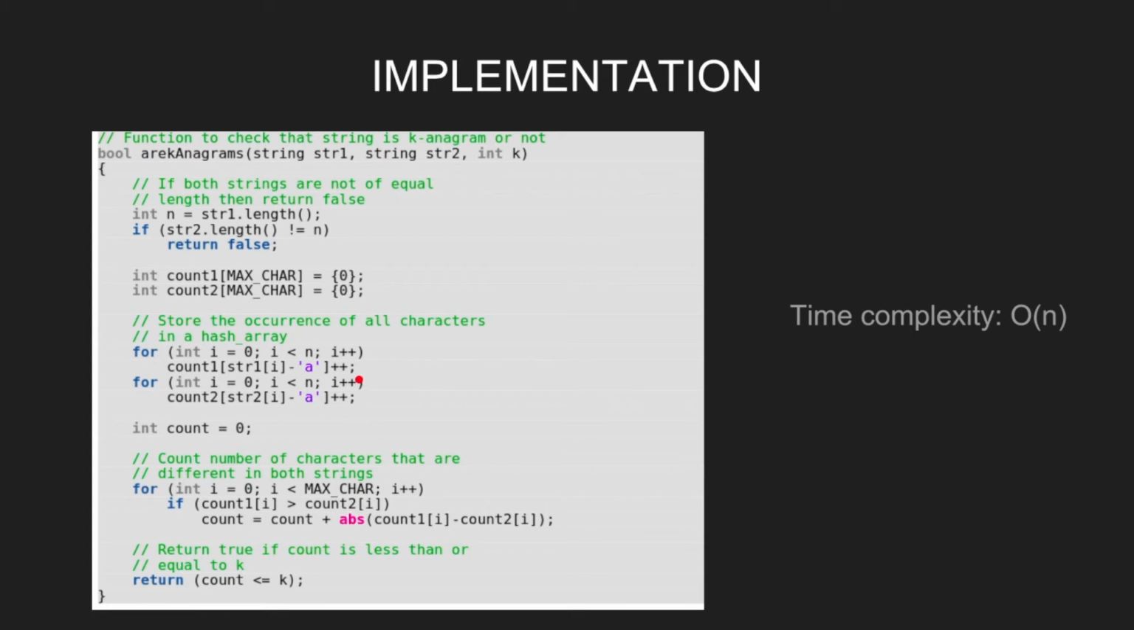Then we initialize count as 0. Then we count the number of characters that are different in both the strings. We traverse through the count arrays and check. If count1[i] is greater than count2[i], then increment the count by count = count + abs(count1[i] - count2[i]). That is, the count of different characters increases by the difference count1[i] minus count2[i]. Finally, return true if count is less than or equal to k. We use single loops for traversal. The complexity of this solution is order n.